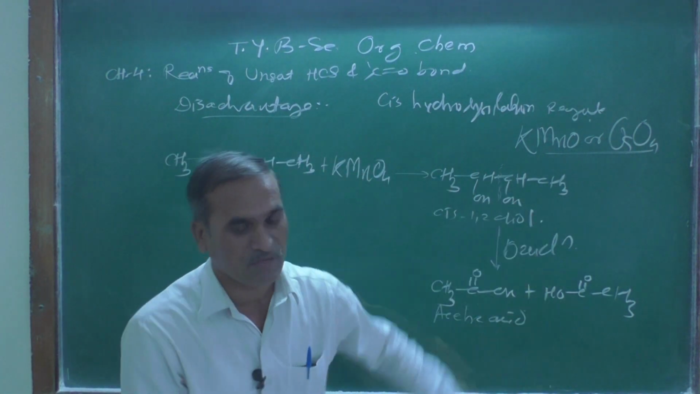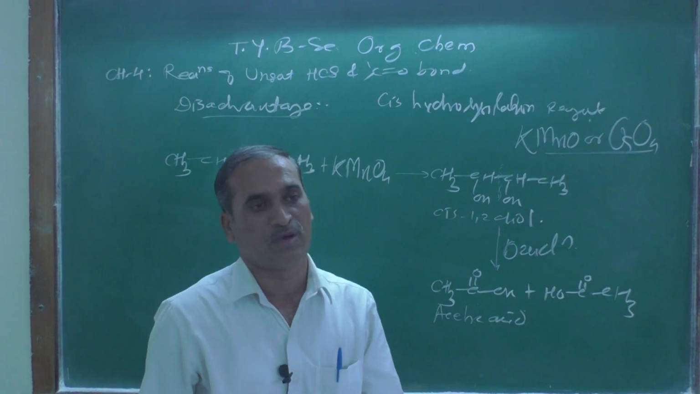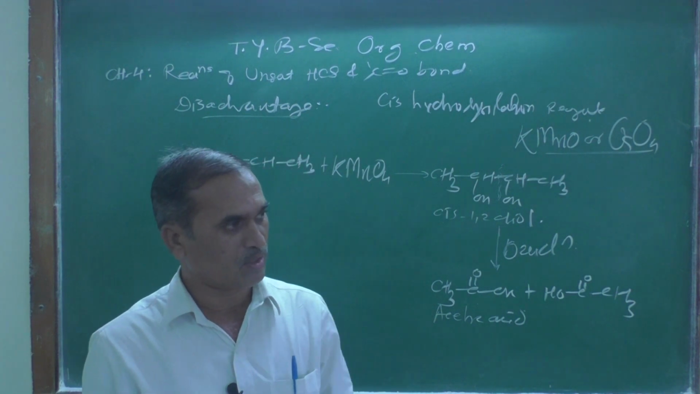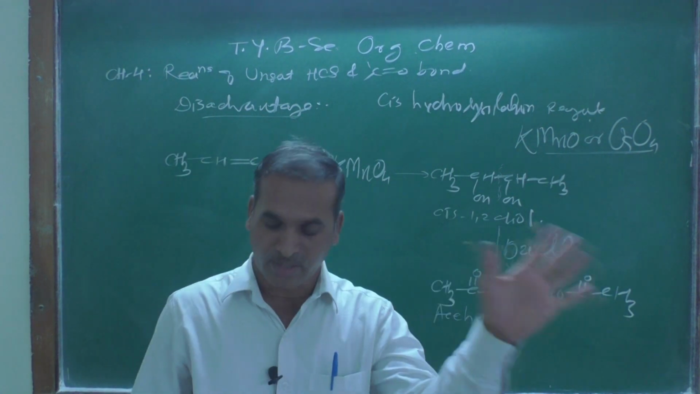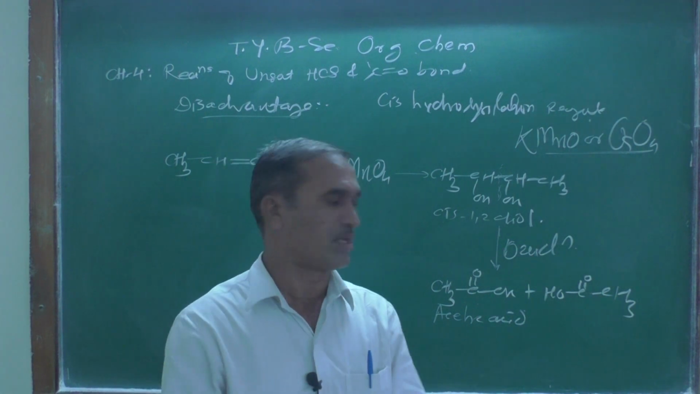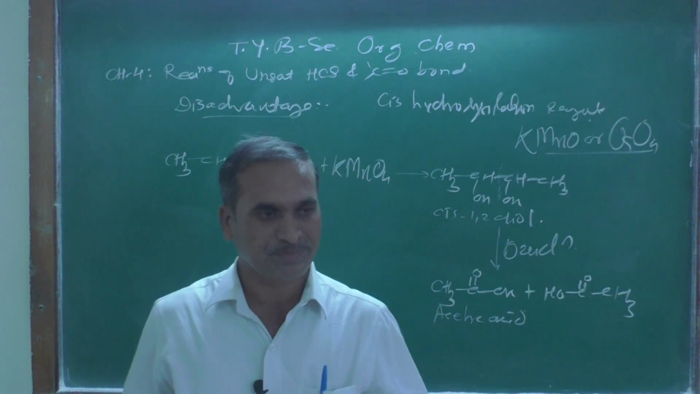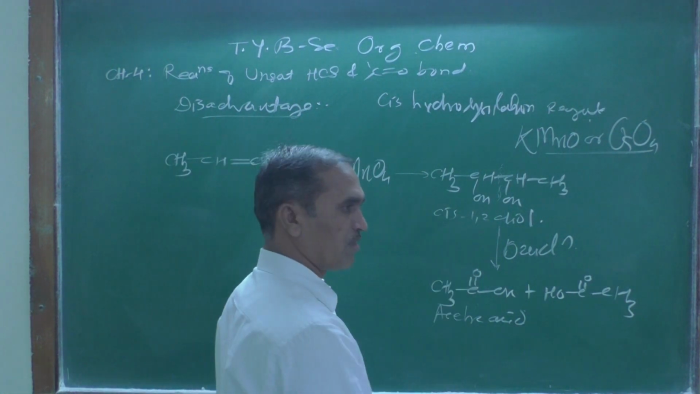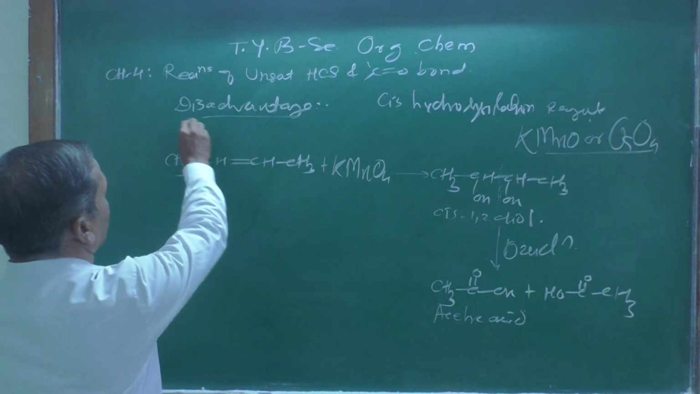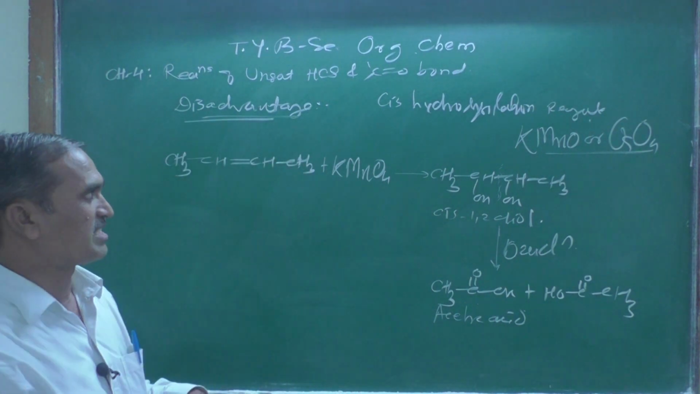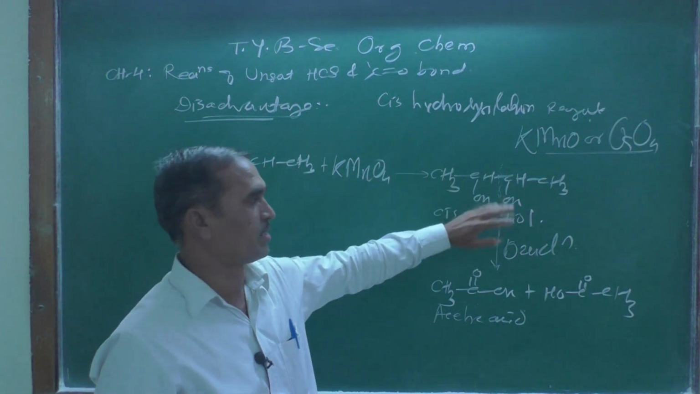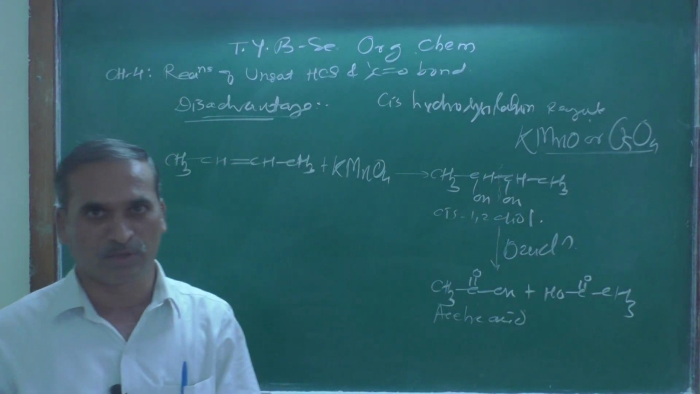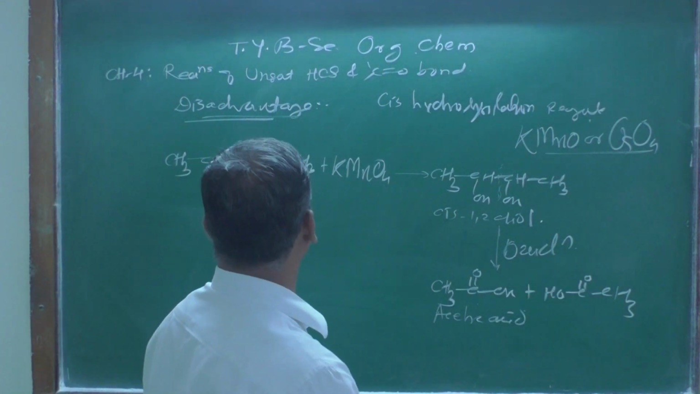This is one of the classical tests for identification of the number of hydroxyl groups. In the case of carbohydrates, it is useful to find out the position of the carbon double bonds. This is one of the methods, but it is a disadvantage for the cis hydroxylation. We cannot stop the reaction at this particular step. It further gets oxidized to give the carboxylic acid. So that is one of the disadvantages.